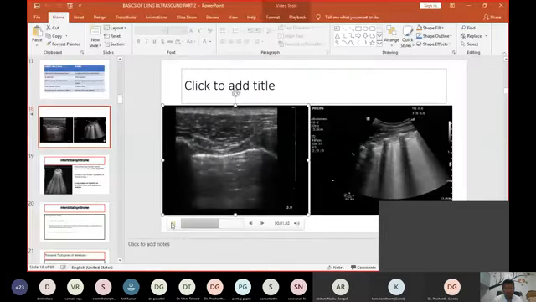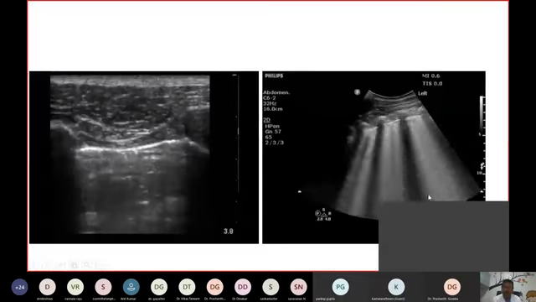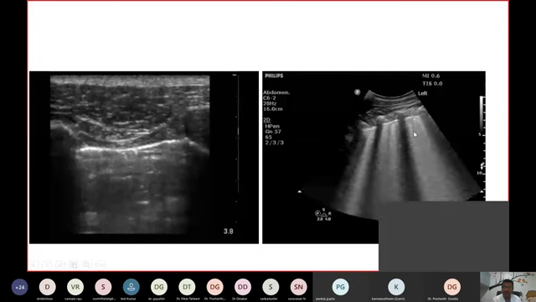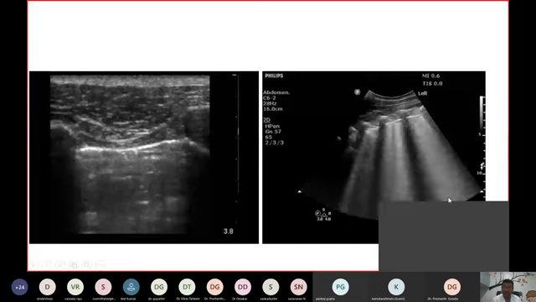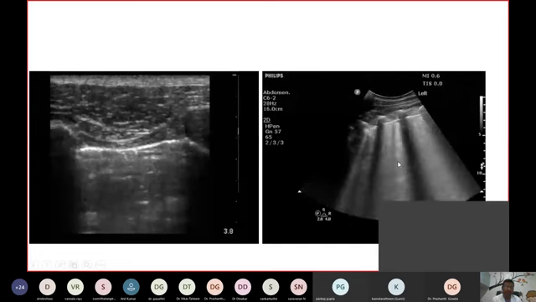Whereas now you see the next video. You can see there are lines starting from the pleural line going till the edge of the screen. They are as echoic as the pleural line. You can't see any A lines. They are well defined and they are moving with lung sliding. So that's your B line. So this is how you distinguish comet tails from B lines. It's very easy. So we know how B lines appear.